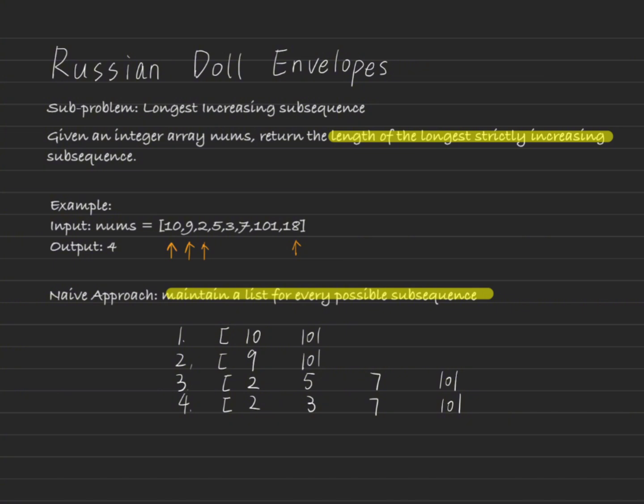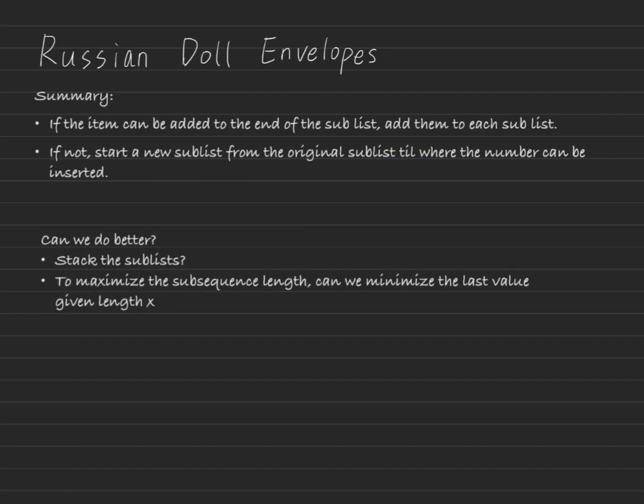But again, there are new subsequences that can be made from this element 18. And they are 10, 18, 9, 18, 2, 5, 7, 18, and 2, 3, 7, 18. So looking at all these possible subsequences, the ones that yield the longest length have a length of 4. So the output is 4.